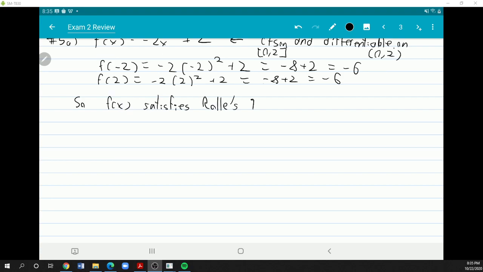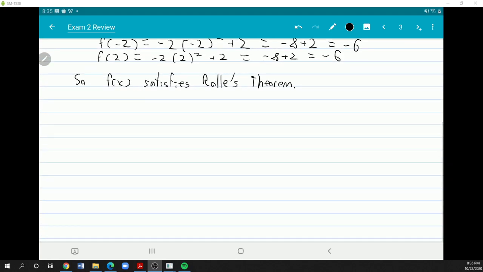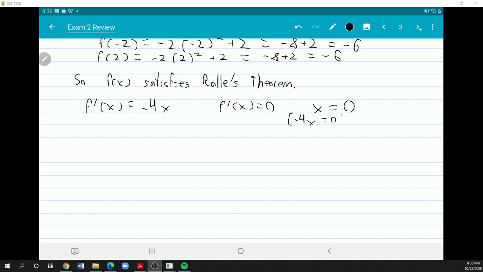Now we actually need to figure out where is the c that makes this work. So f prime of x is equal to minus 4x, and that's it. So f prime of x equals 0 when, dividing both sides by minus 4, you get x equals 0. And that's from minus 4x equals 0, divide both sides by minus 4.